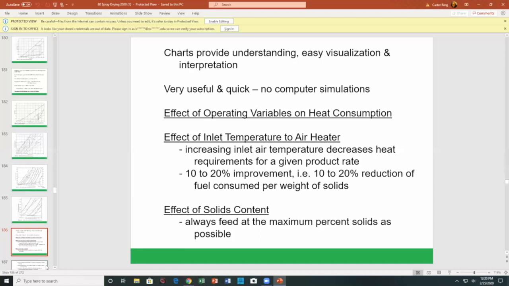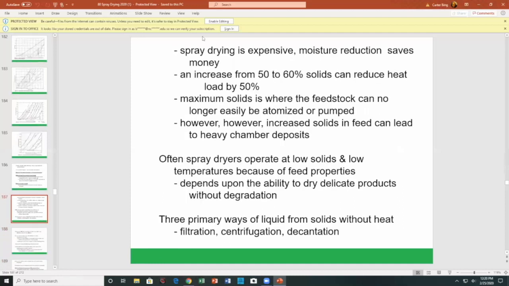Let's see, what else do we have here? Spray drying is expensive. Moisture reduction saves money. An increase from 50 to 60% can reduce heat load by 50%. That's pretty extraordinary. So maximum solids is where the feedstock can no longer be easily atomized or pumpable. Dewatering techniques might be of use. A concentrator might be of use.